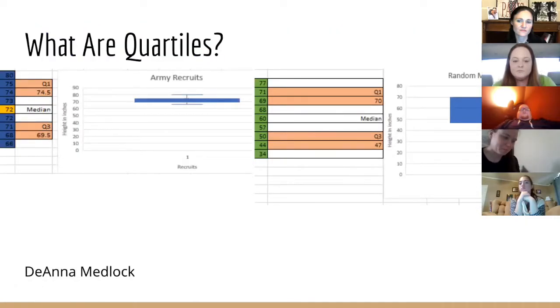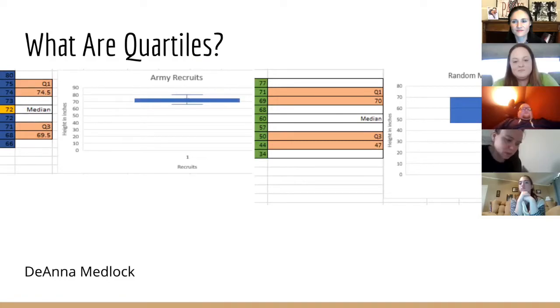Hey, Deanna, what are quartiles? That's another good question. So there are 3 points that divide a range of data into 4 equal parts. The first quartile, which is known as the lower quartile here, is a number that lies below the 25% of the bottom data. It's the middle value between the smallest value and the median of the set.